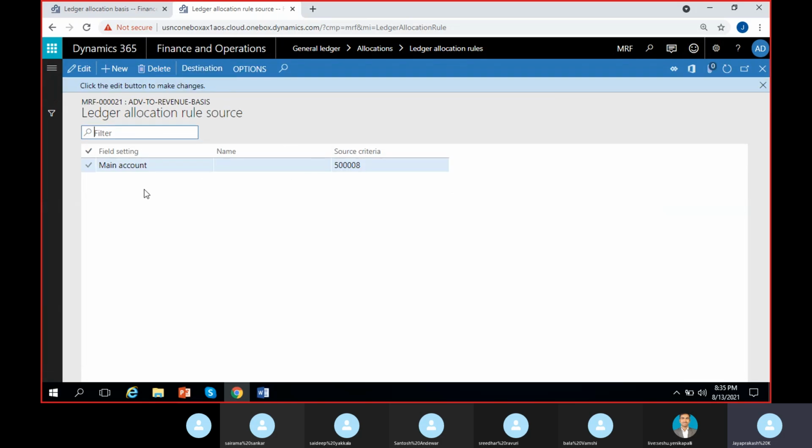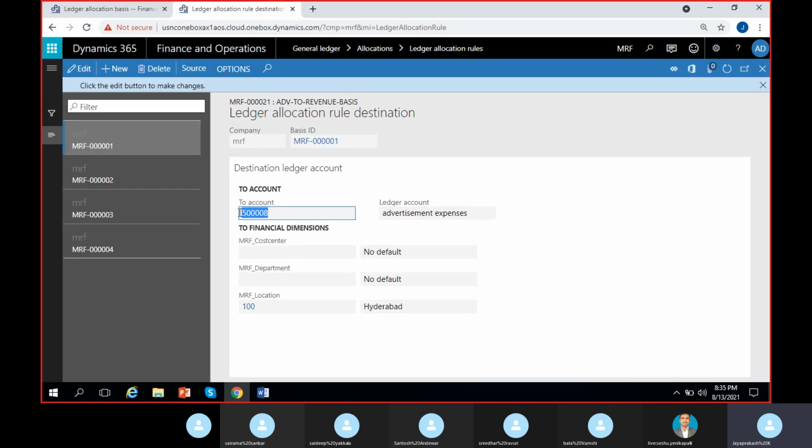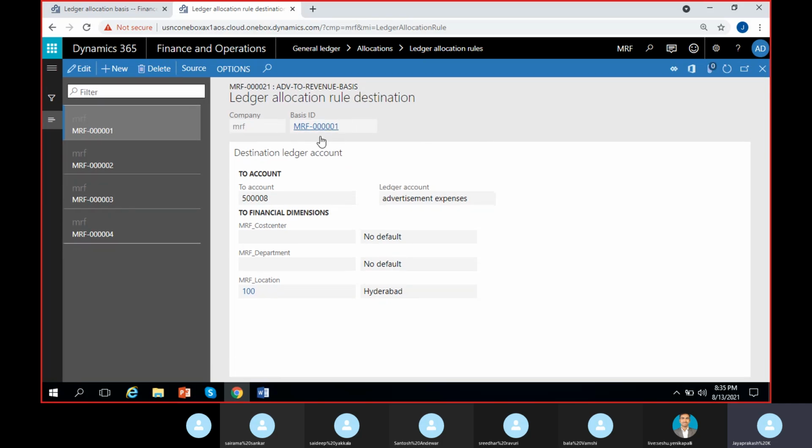So I gave the advertisement expense here. Our destination is that the same 1 lakh amount has to be posted to the advertisement expense account only, but this time along with the combination of location values. So for that, I'm going to destination. I have selected the same advertisement expense account along with Hyderabad location, but here I considered the basis ID where Hyderabad location is selected. So in basis ID number 1, I selected Hyderabad location. I have matched both of them. Again for Bangalore, I have matched both of them. Chennai and Mumbai also I matched. Then the rule is completed.